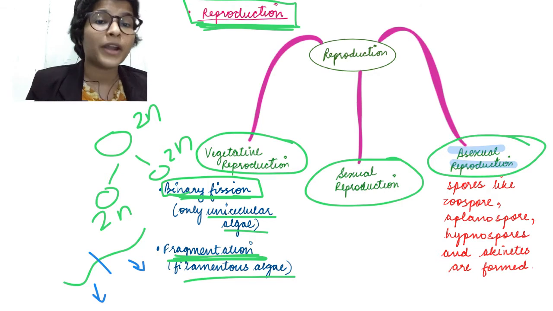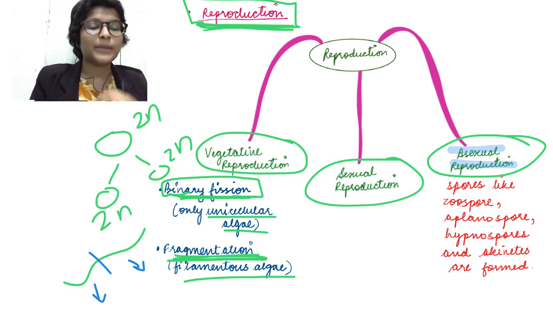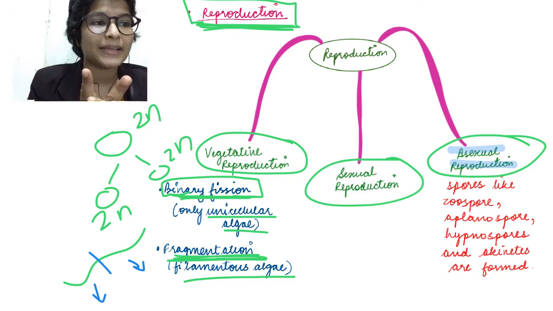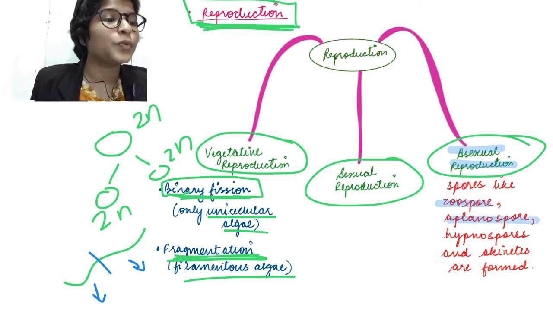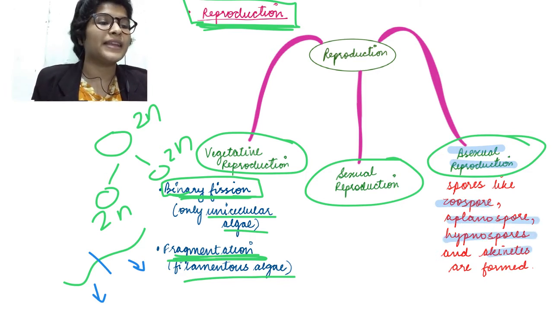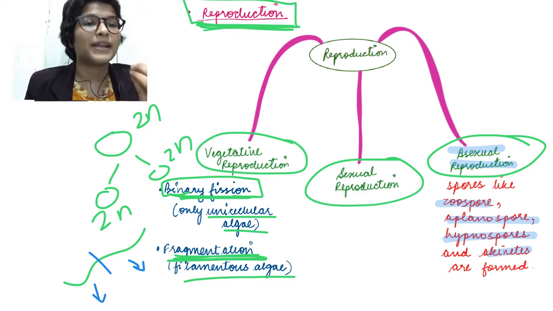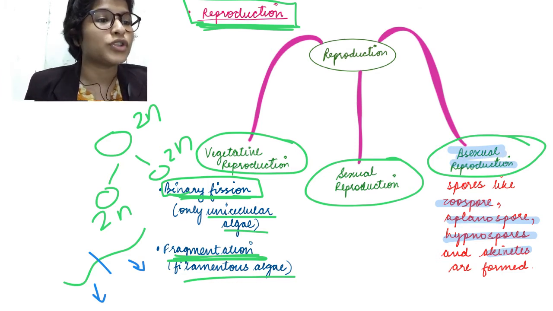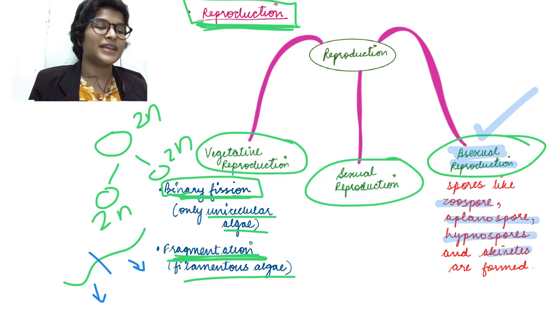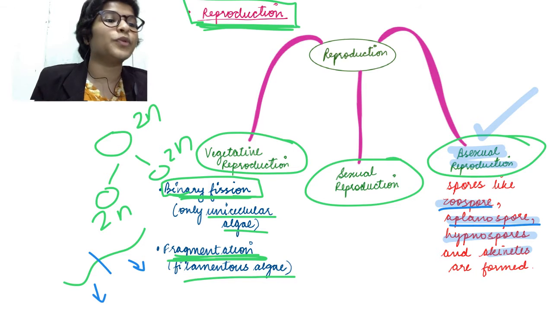Now, asexual reproduction involves the formation of spores without the meeting or involvement of two different algae. So, basically we have spores like zoospore, aplanospore, hypnospores and acinids. Okay. So, these asexual spores can be formed by the individual plant as well. You do not need a partner plant or a second plant for it. That is why this mode is called as asexual reproduction. Okay. Remember the name of the spores: zoospore, aplanospore, hypnospore and acinids.